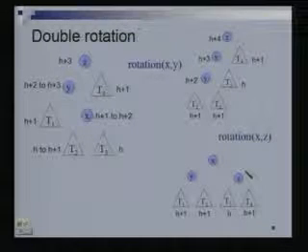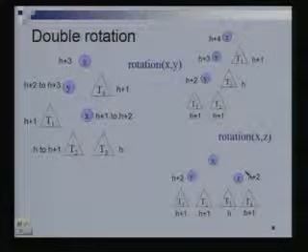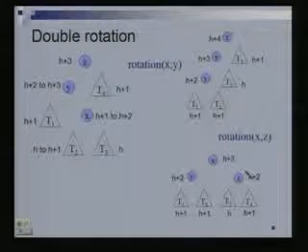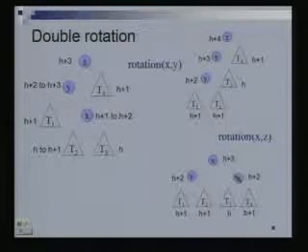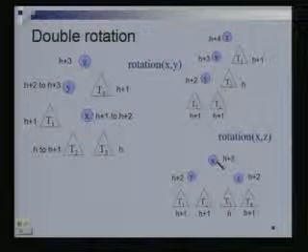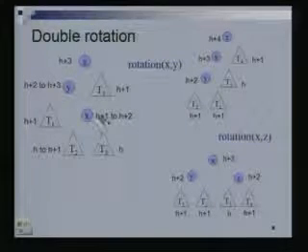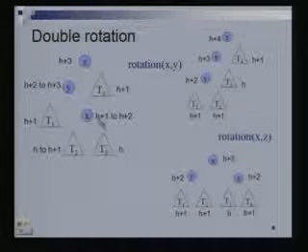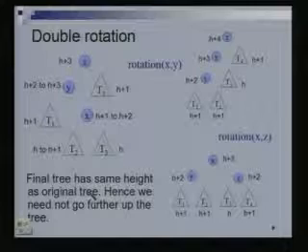Height of y, h plus 2. Height of z, h plus 2. Height of x, h plus 3. Height balance happens. Yeah, this is balanced here, it's balanced here, height is balanced here. Furthermore, the height of this subtree is the same as the height of the original subtree we had, h plus 3. Right. So final tree has the same height as original tree, hence we need not go further up the tree.